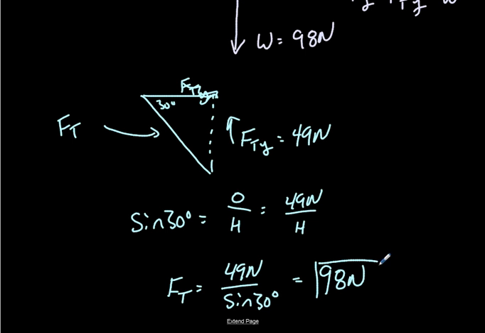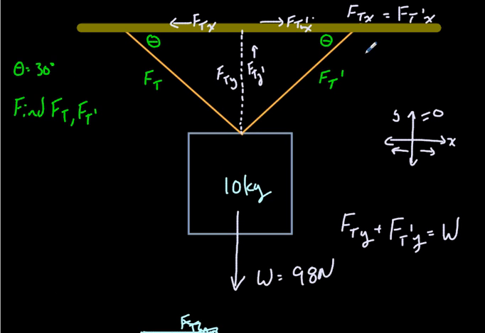Okay? And since we figured out that Ft and Ft prime have to be equal, then we can deduce that both of these are now 98 newtons. The only reason that these guys work out to be 98 is because these are 30-degree angles, right? And the sine of 30 degrees is a half.